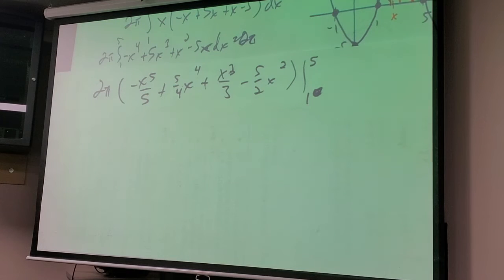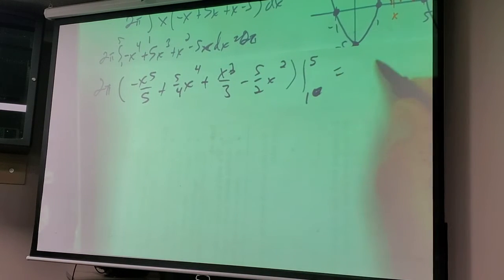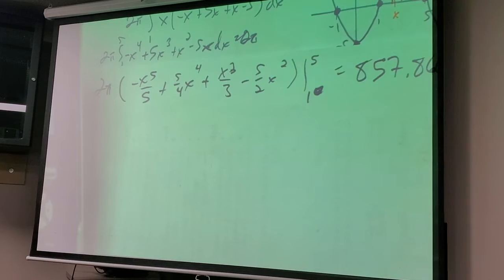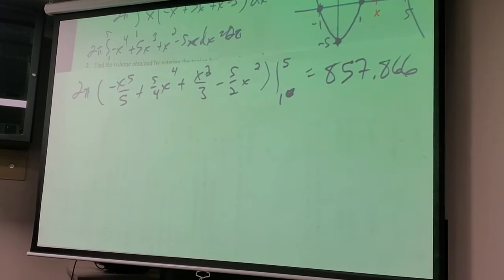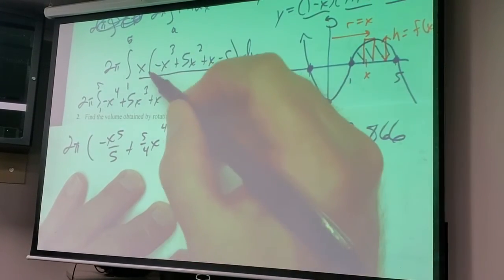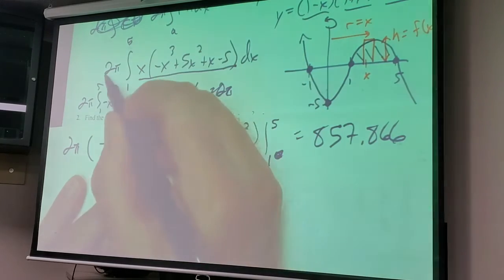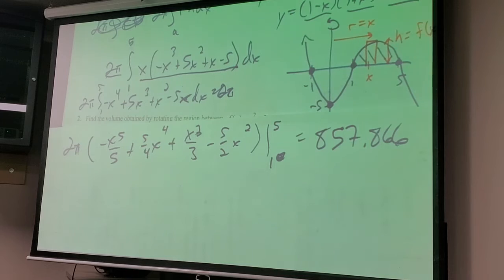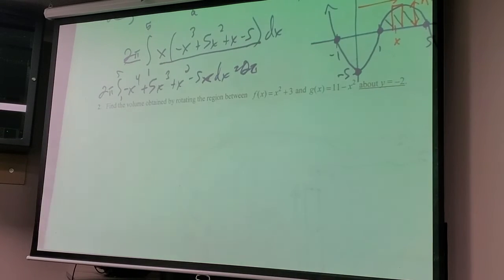Did we get that answer yet? No. I think it should be like 857.866. Is that right? And again, you could just put this in your calculator, do the calc integral from 1 to 5, and then multiply that by 2 pi, and that's the ultimate check. Let the calculator do the integration, right?